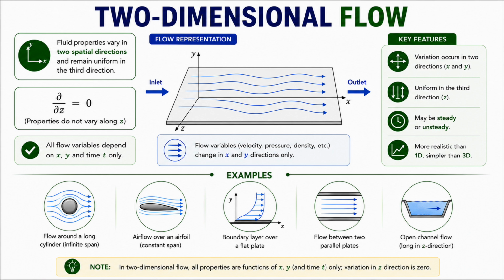Two-dimensional flow gives a more realistic representation than one-dimensional flow while still remaining simpler than full three-dimensional analysis. Common examples include flow over airfoils, boundary layer flow over flat plates, flow between parallel plates, and flow around long cylinders.